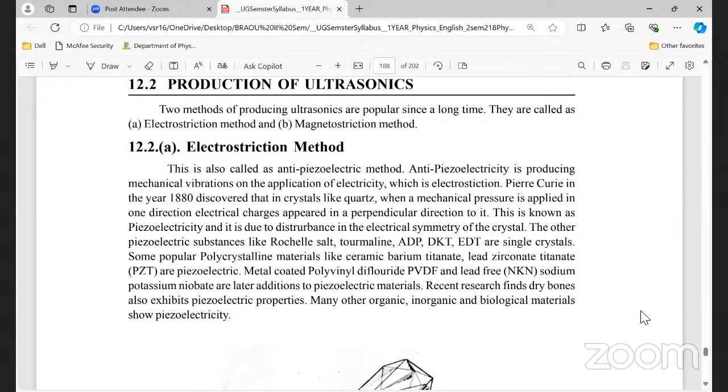Also a metal-coated polyvinyl difluoride, PVDF, and lead-free sodium potassium niobate: N means sodium, K means potassium, N means niobate, NKN. These are later additions to the piezoelectric materials. These can produce electricity by applying a mechanical pressure on them. That was observed by Pierre Curie.